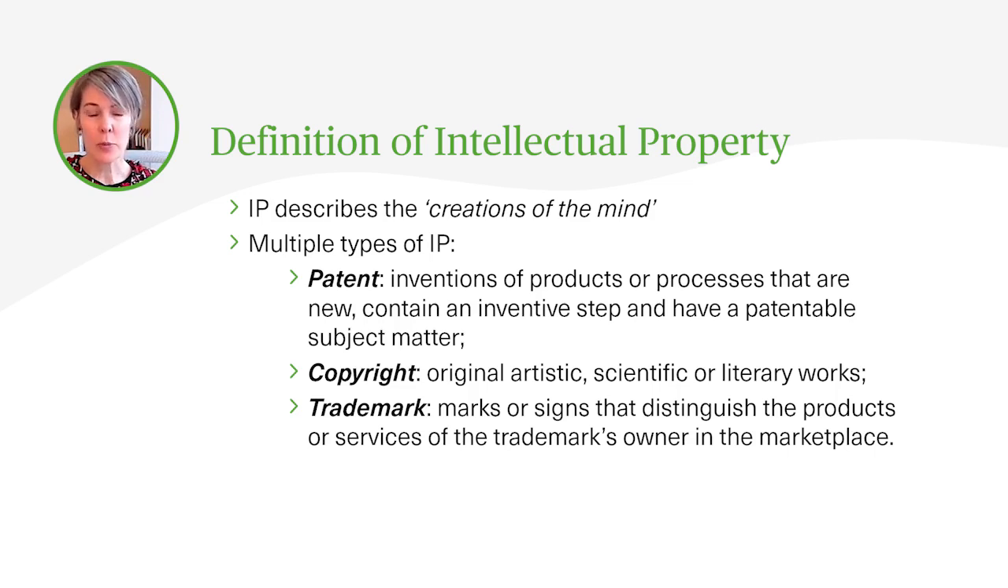The second type of intellectual property is copyrights. A copyright is a right that creators have over original artistic, scientific, or literary works, including things like books, music, movies, art, but also things like computer programs, technical drawings, and maps. The third type of intellectual property is trademark. A trademark is a mark or sign that distinguishes particular products or services of the trademark's owner in the marketplace.